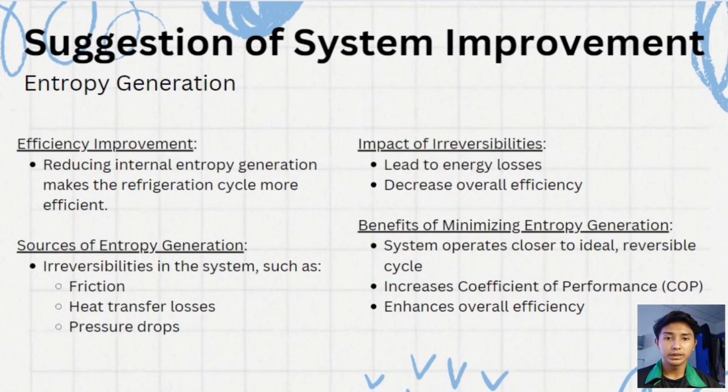Aligned with what I learned in class, reducing internal entropy generation generally makes a refrigeration cycle more efficient. Entropy generation is associated with irreversibilities in the system, such as friction, heat transfer losses, and pressure drops. These irreversibilities lead to energy losses, decreasing the overall efficiency of the refrigeration cycle. By minimizing internal entropy generation, the system operates closer to its ideal reversible cycle, thereby increasing the coefficient of performance and overall efficiency.